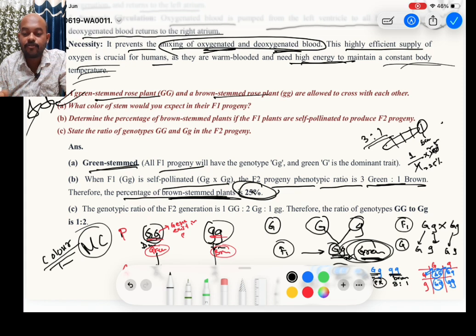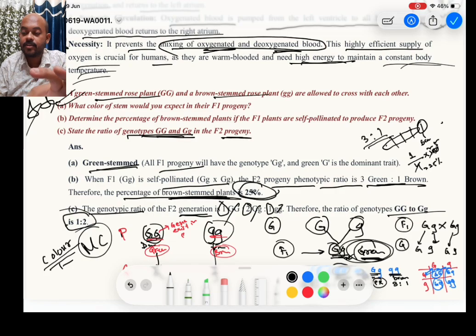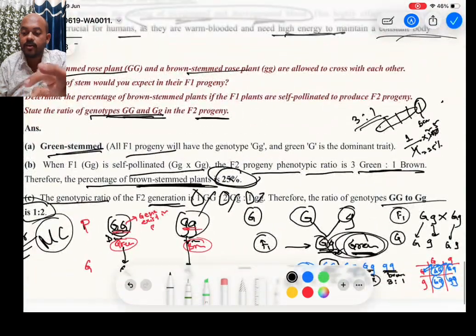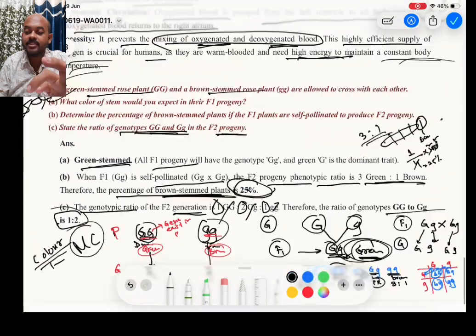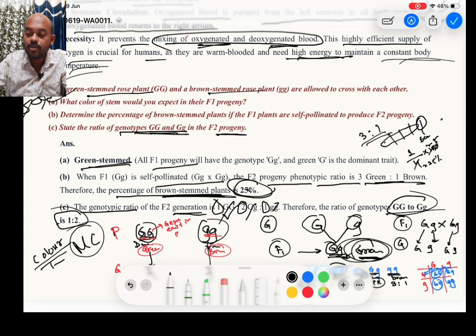What is the genotypic ratio of the F2 generation? It is 1:2:1. No need of writing these things. What is asked here? The ratio of genotypes GG and Gg in the F2 progeny. Only capital G capital G to capital G small g is asked. That is why it is written over here. So you can exclude small g small g, as only these two are asked. That is why you can write here 1:2.